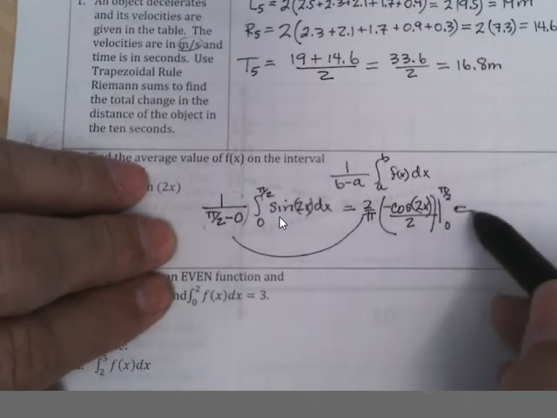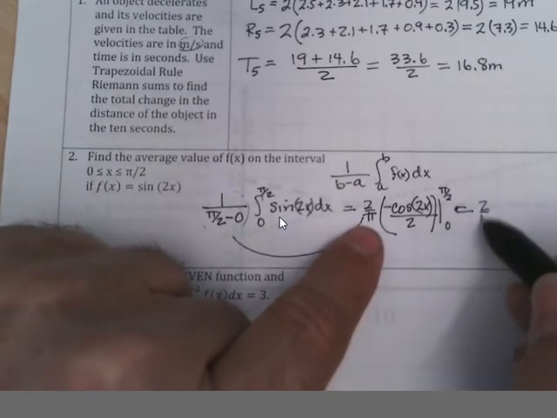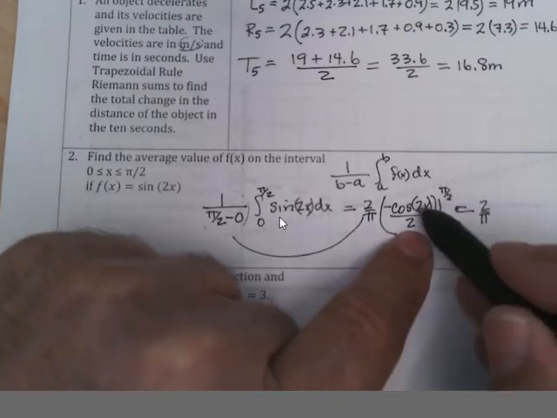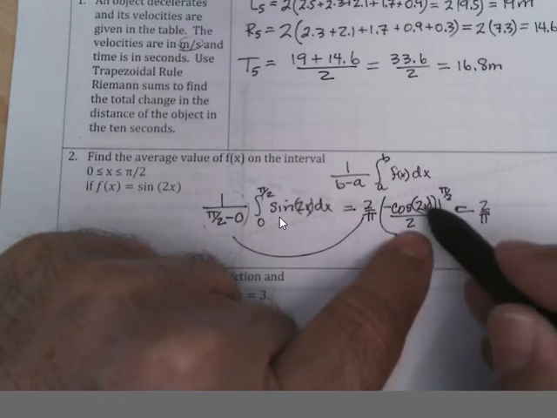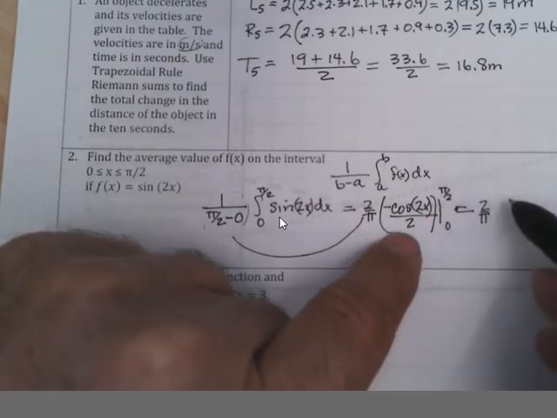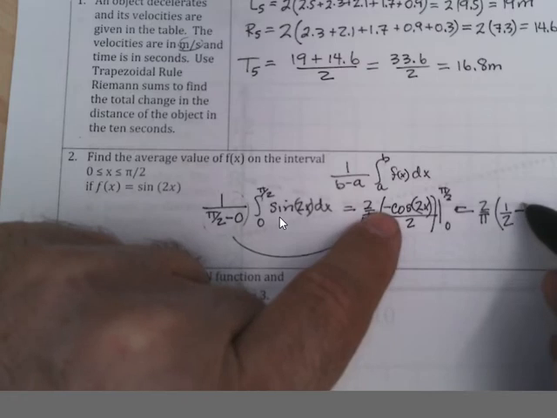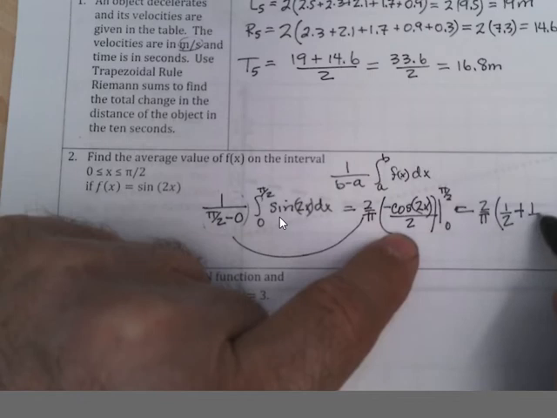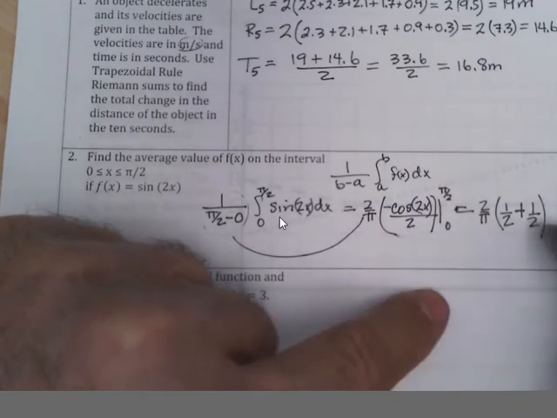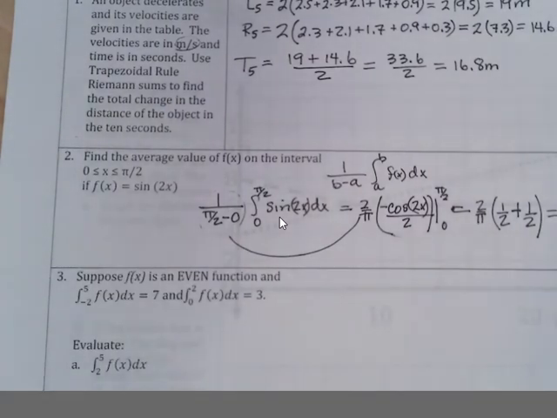So this becomes 2 over pi times negative cosine of, see, this would be 2 times pi over 2, which is just pi. Cosine of pi is negative 1, over 2. So negative of negative is plus 1 over 2. Minus a minus, which would be plus, and then we put in 0. Cosine of 0 is 1. So that'd be 1/2. So 1/2 plus 1/2 is 1 times this, so it's 2 over pi. Okay?